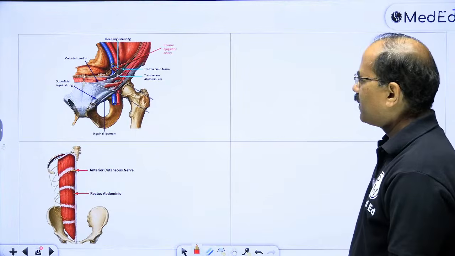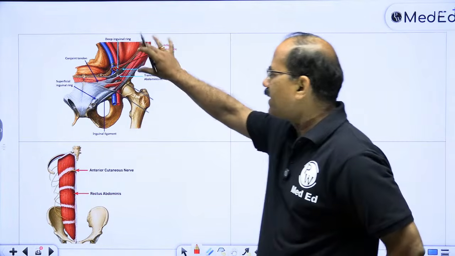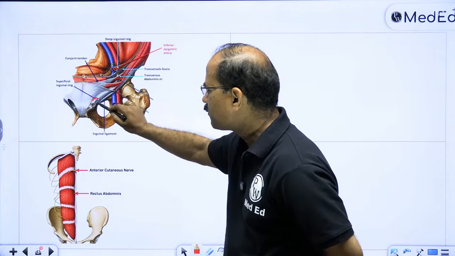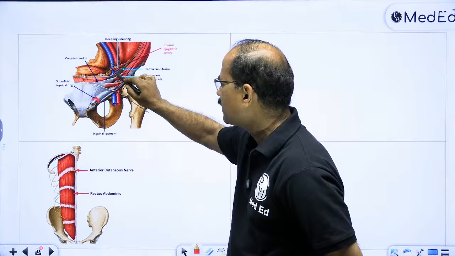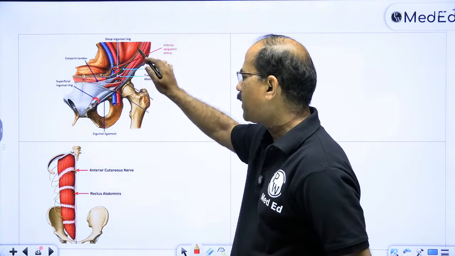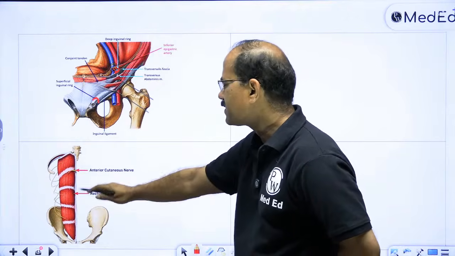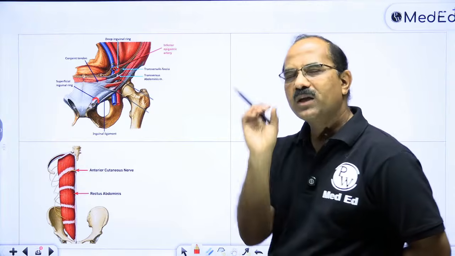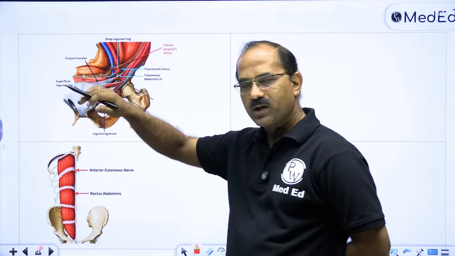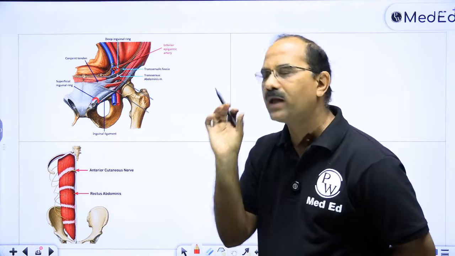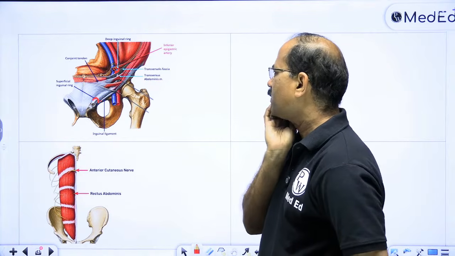So this is the anterior abdominal wall. What is this? That's a superficial inguinal ring. Here will be the deep inguinal ring. These are the layers of the anterior abdominal wall, rectus abdominis. Fine. So the deep inguinal ring is a defect in fascia transversalis. The superficial inguinal ring is a defect in external oblique aponeurosis.